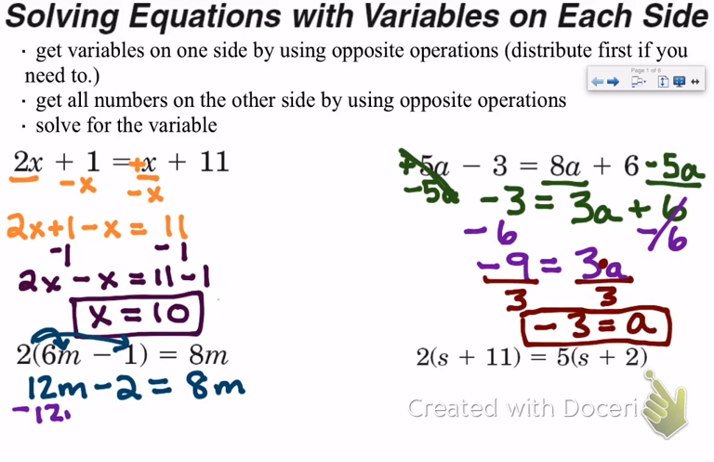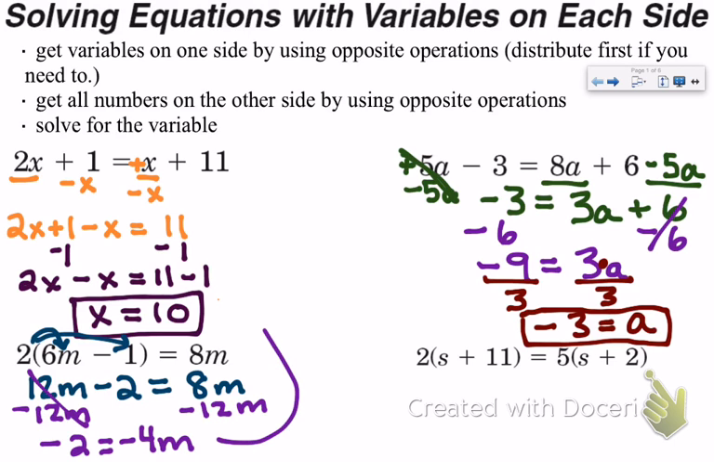So if I subtract 12m from both sides, those are going to cancel. I get negative 2 equals 8m minus 12m. m stays the same, and I get negative 4. Negative 4 is being multiplied by m. So I need to undo it by using division.